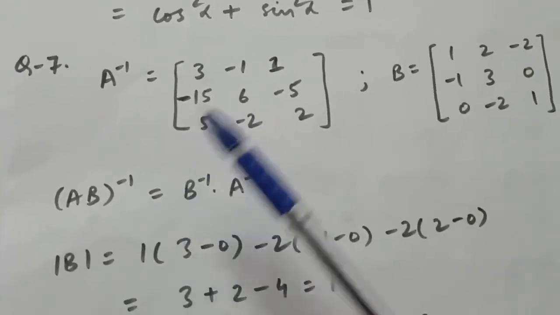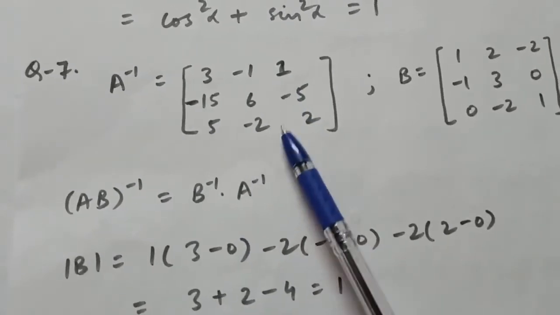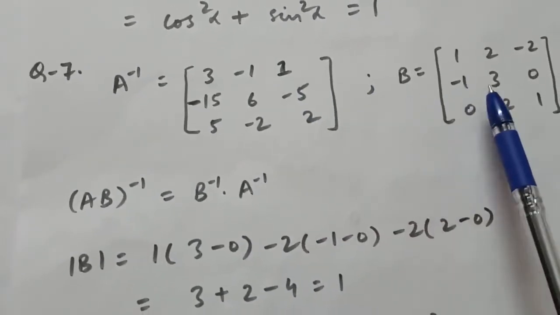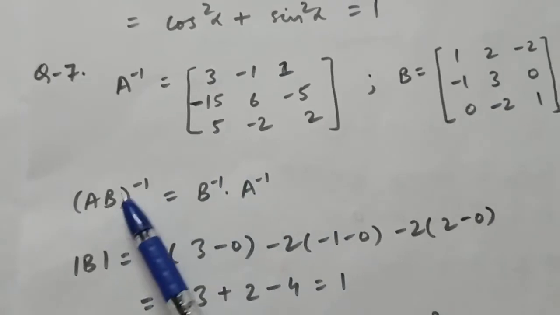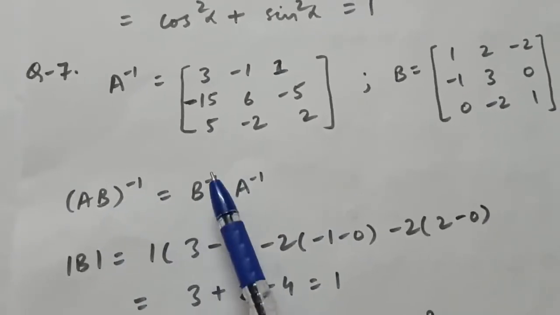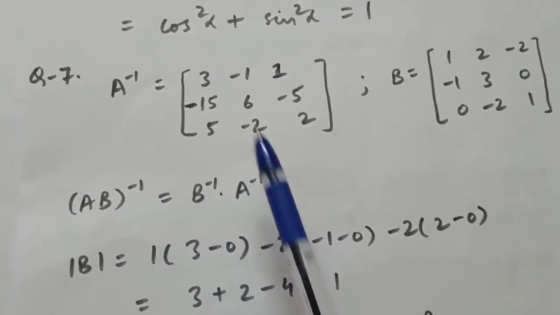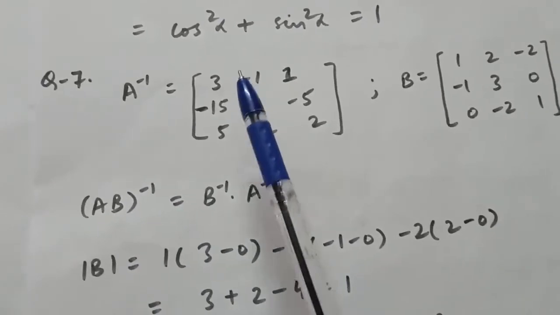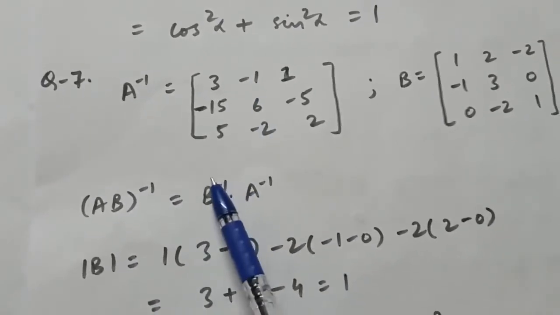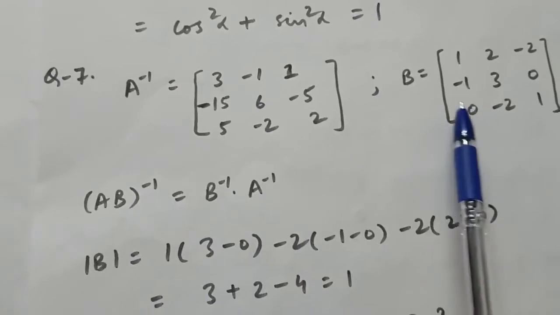Now question number 7th is, A inverse is the matrix given as this and B is this matrix. You have to show that AB whole inverse is equal to B inverse into A inverse. Now A inverse is already given. Find out B inverse. B is given.